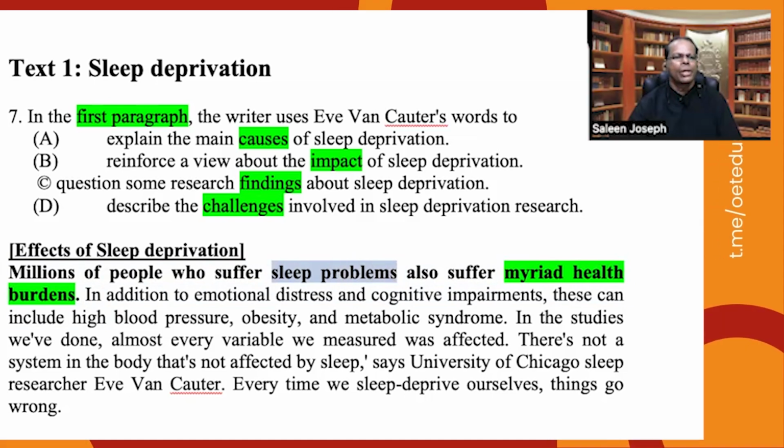Sleep problem is the synonymous expression of sleep deprivation. Sleep deprivation, you don't sleep. So what happens? The first sentence is millions of people who suffer sleep problems, means who cannot sleep, also suffer myriad health burdens or various health problems. In simple words, millions of people who cannot sleep also suffer millions of health problems. Or the health professionals who continuously have night duties suffer various health problems.